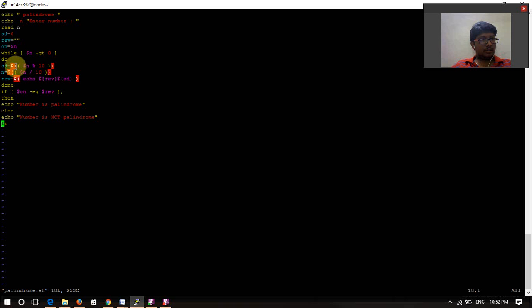It will do this. sd is equal to $n modulo 10, and $n is equal to $n divided by 10. Reverse echo reverse $sd. Then if $on is equal to $reverse, then the number is a palindrome. Otherwise, it will give number is not palindrome.